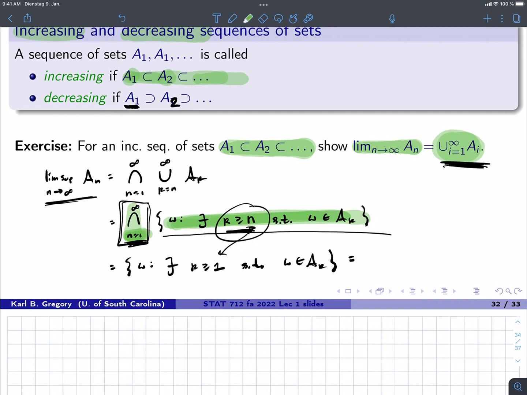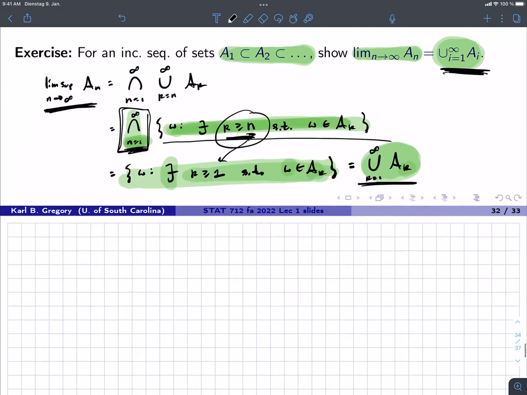And from what I know about the definition of union, this is nothing but the union of all of these A_k. So this is just the set of outcomes such that the outcome is in at least one of these. And the way we say that is there exists some k such that omega is in A_k. All right, so we've shown that the lim sup is indeed this union. Let's look at the lim inf. I can move this down here because I'm going to keep going on this page.